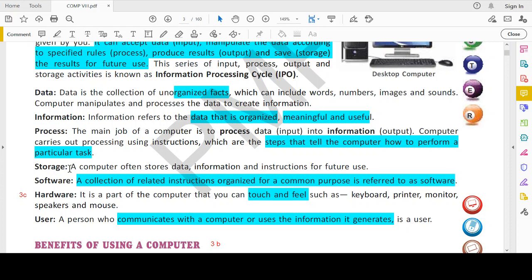Next is storage. You have processed the data, you have generated the information. Now, what you will do, you will store the generated result or generated output. For example, you have sorted or arranged the names in alphabetical order. Suppose you have arranged 400 names.